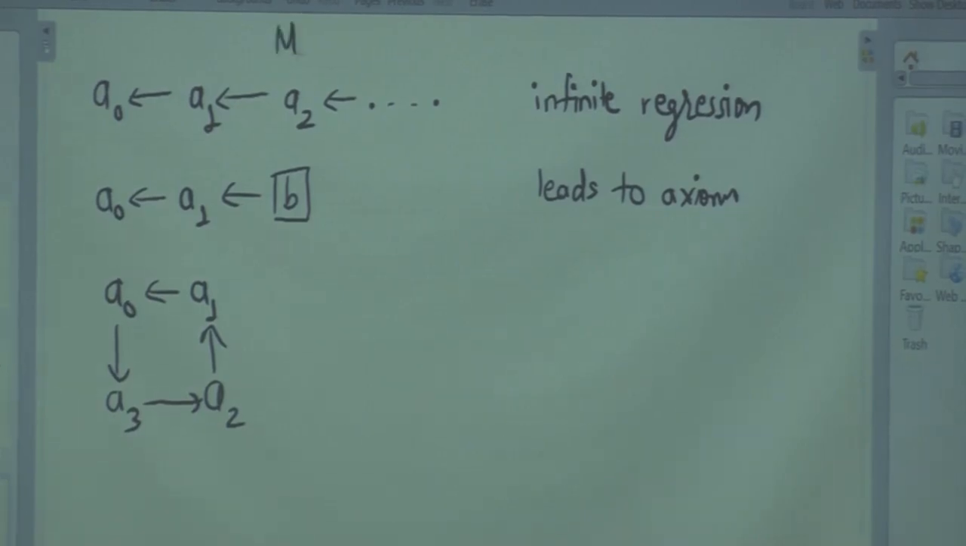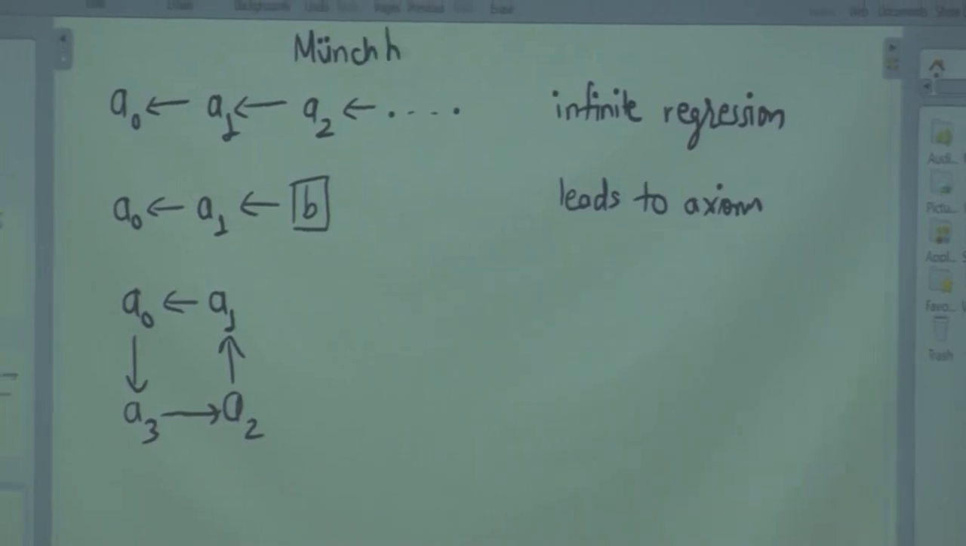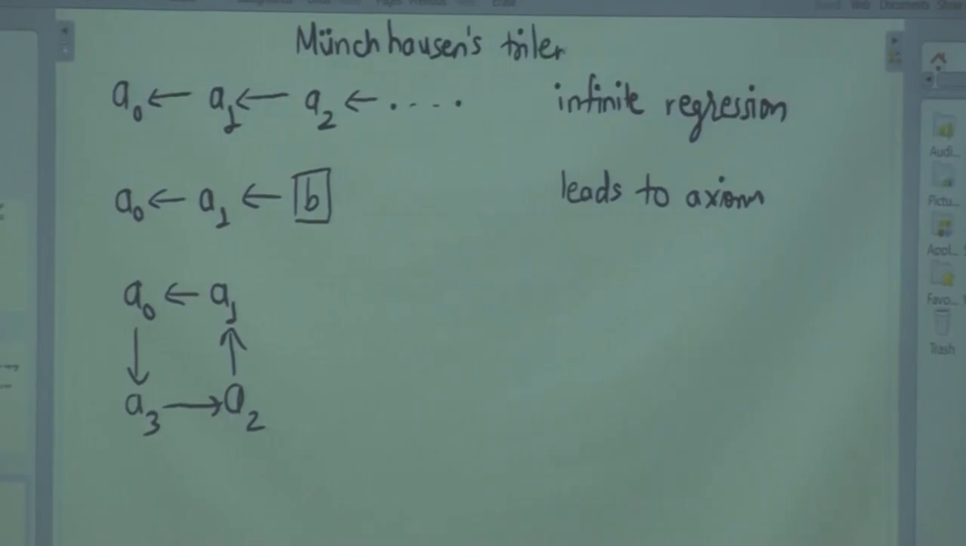This is a philosophical principle, Munchausen's trilemma. Whenever we want to argue, whenever we want to reason, there are three different types of options, three different ways of reasoning. And in mathematics, we always assume the second one. We have to talk about some things which are axioms and then we never question them.